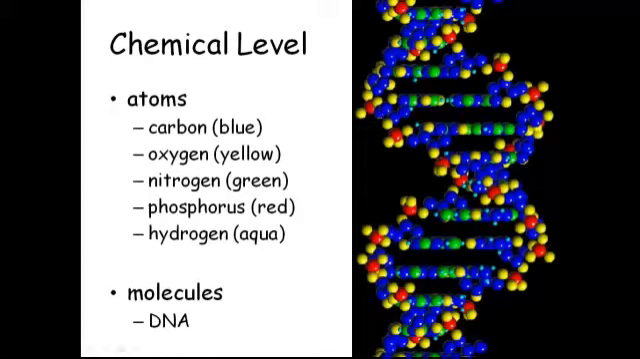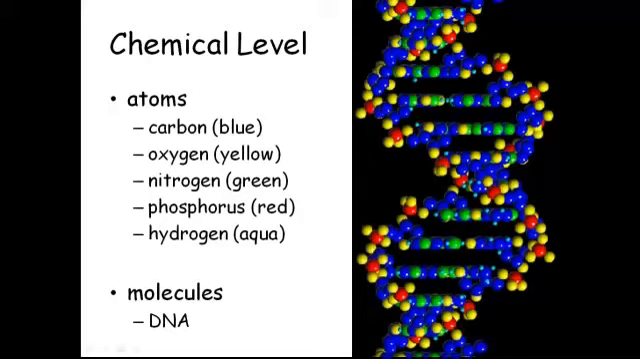This is a model of DNA. That's carbon. Oxygen is the yellow ones. Nitrogen, that's green. Phosphorus is red. And the hydrogen is the kind of the aqua. You put those different atoms together in the right arrangement and you get DNA. DNA is a molecule. So even at the chemical level, you've got levels of organization.